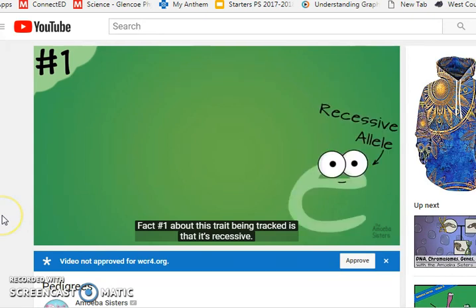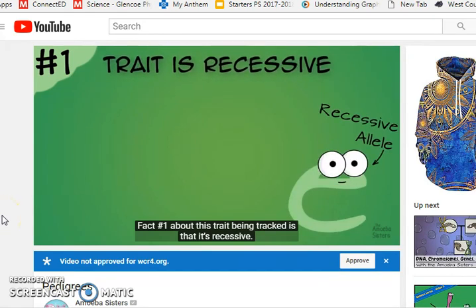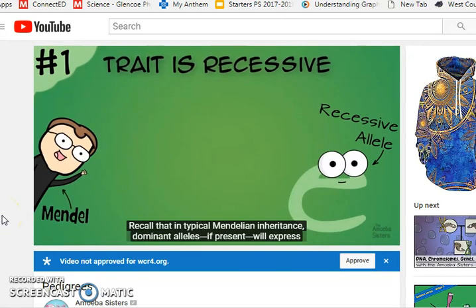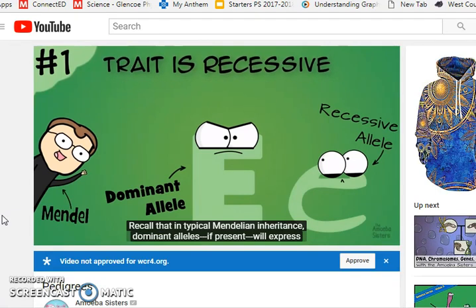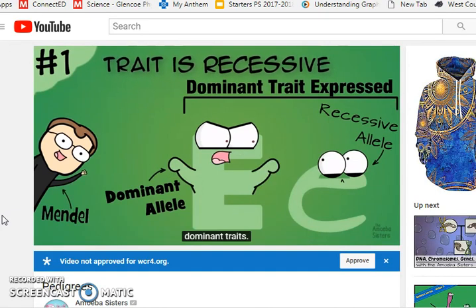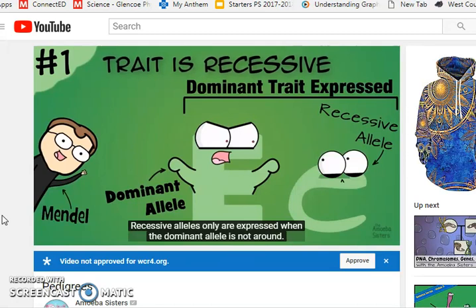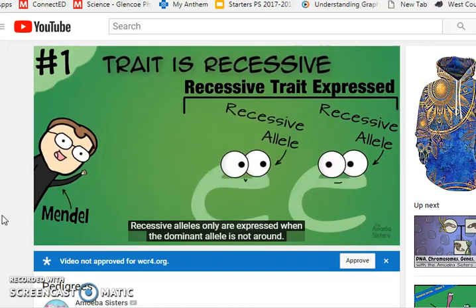The trait being tracked here is recessive. Recall that in typical Mendelian inheritance, dominant alleles, if present, will lead to the expression of dominant traits. Recessive alleles only are expressed when the dominant allele is not present.